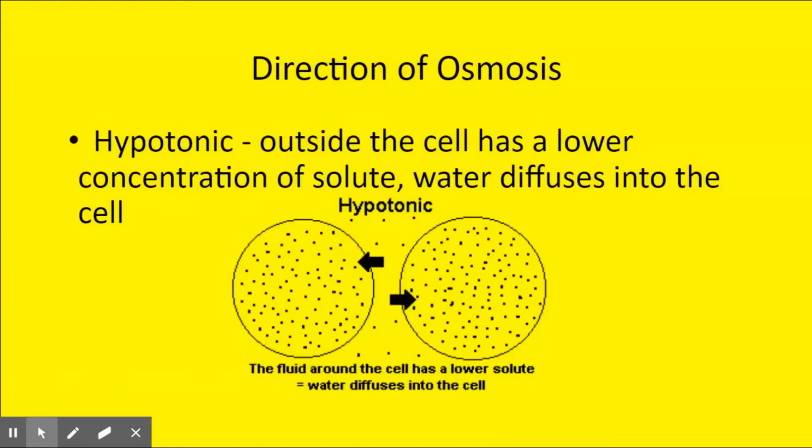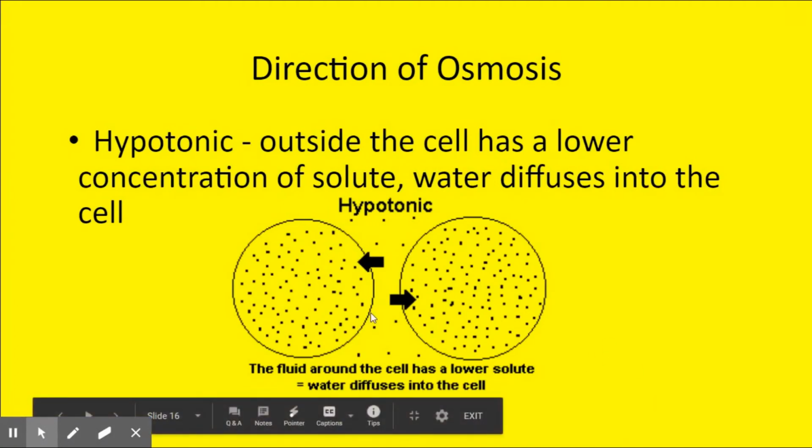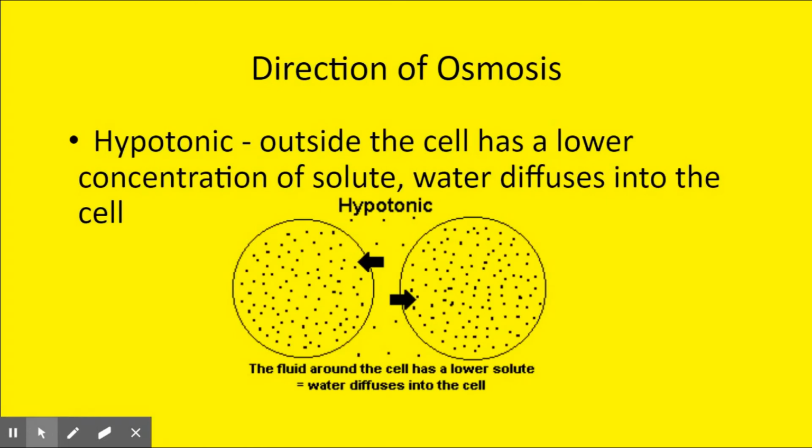So if we look here, kind of just looking at those hypotonic, isotonic terms again. Hypotonic, we've got the outside of the cell has a lower concentration of solute. And that solute is your substance, maybe it's your salt or your sugar. And so the water is going to try to diffuse into the cell. We can see here, there's lots of the particles inside the cell, not so many outside. So the water is going to try to rush in and dilute those out. And that's going to cause that cell to swell up.